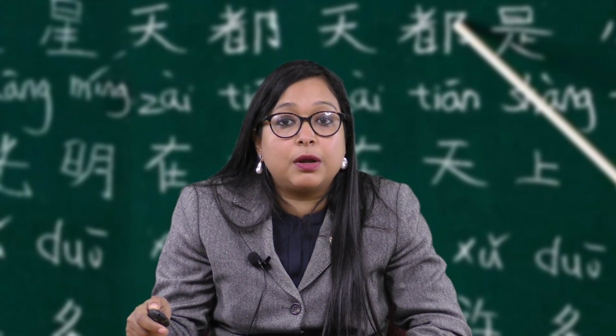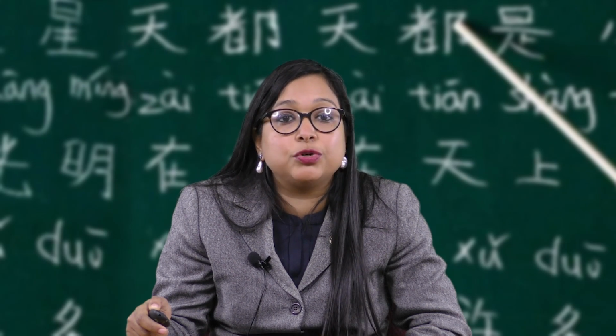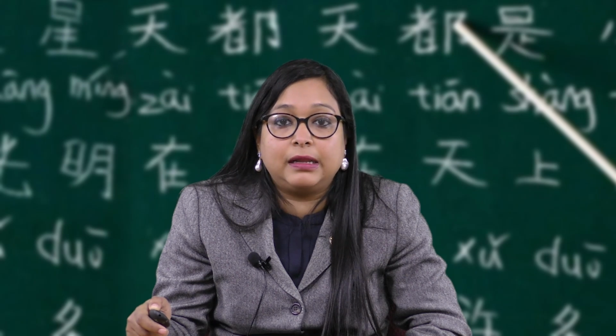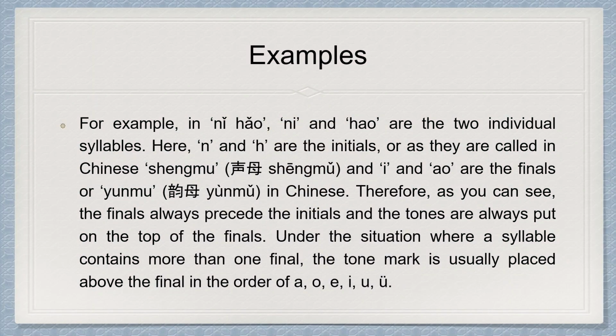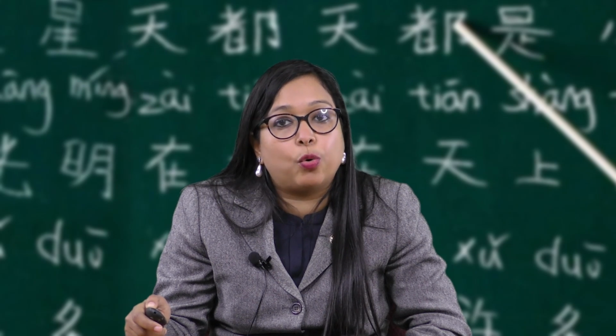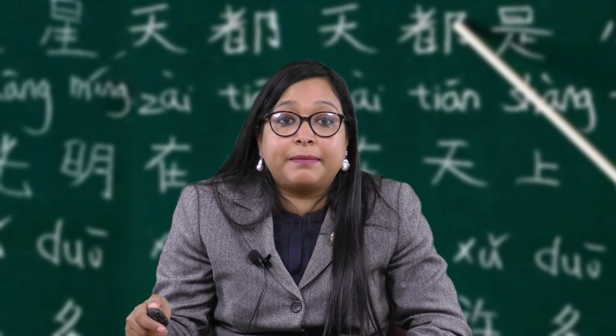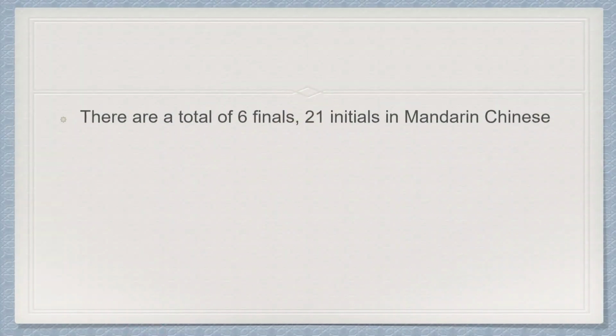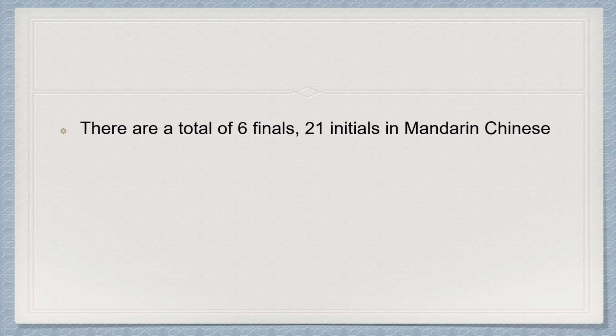Under the situation where a syllable contains more than one final, the tone mark is usually placed above the final in the order of a, o, e, i, u and ü. So, for example, in hao, a and o both are vowels. So, hereby the tone mark will be placed over a and not o. In Mandarin Chinese, there are a total of 6 simple finals and 21 initials.